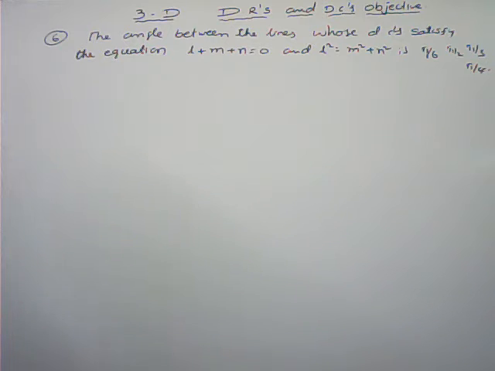Here these are important: the angles between the lines whose DCs satisfy the equations. By solving these two equations, we get two relations, and by solving these two relations we can get two pairs of DCs only. Two pairs of DCs means those are the DCs of two lines only. So here we have to find the angle between those lines having those two pairs of DCs.